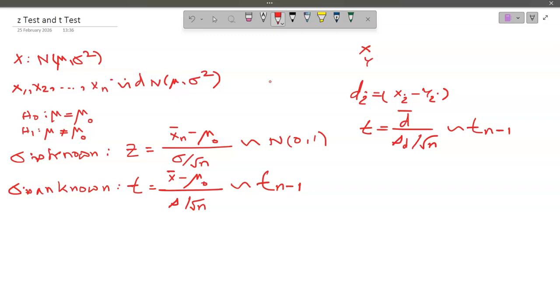So the z-test and t-test are both tests for the mean. Mean is unknown. We test mu equal to mu 0 versus mu not equal to mu 0, or say mu greater than mu 0 versus mu less than mu 0. That could be the case also. When sigma is known, we use the z-test. When sigma is unknown, we use the t-test. Thank you. I'll stop here.